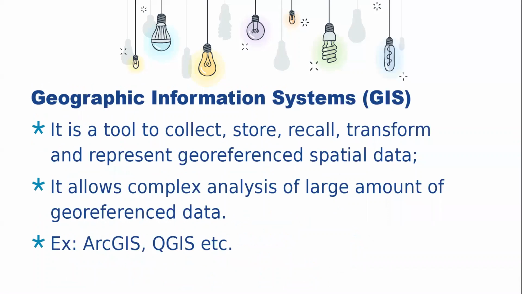Geographic Information System, GIS, is a tool to collect, store, recall, transform, and present georeferenced information. It allows complex analysis of large amounts of georeferenced data. It is a very powerful tool which is also used for decision-making purposes. Some of the common software available in the market or used by different industries is ArcGIS. Nowadays, open source technology is in demand, and QGIS is a very good software.